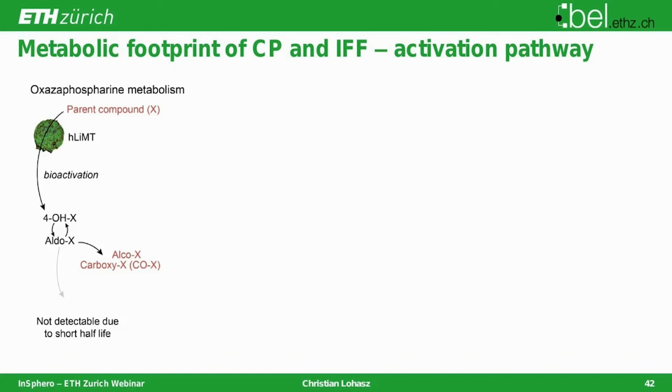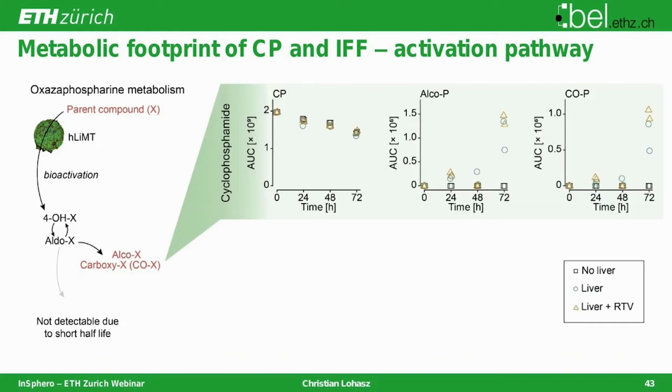Looking at the metabolic footprint of cyclophosphamide over a 3-day period showed that the alkophosphamide and carboxyphosphamide could be generated in the presence and in the absence of ritonavir. So we did not have a full inhibition of the activation pathway using cyclophosphamide as a prodrug.